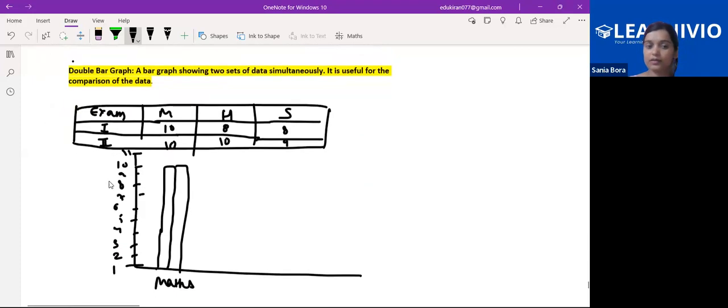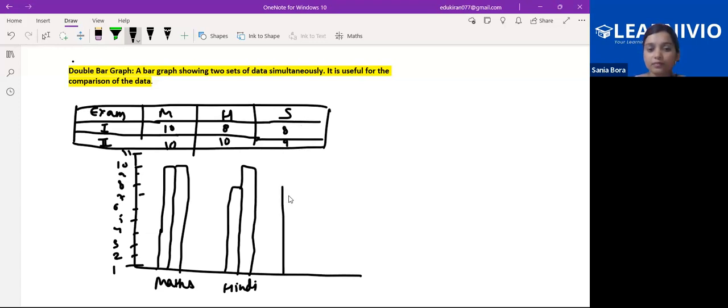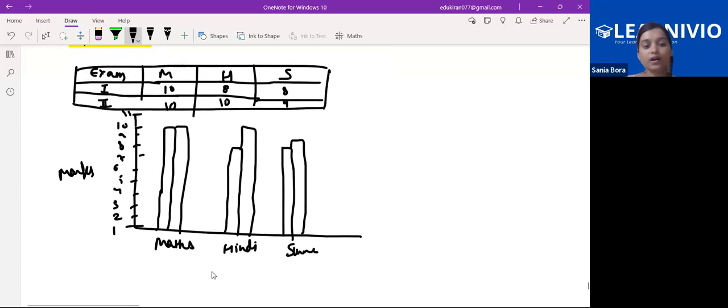Clear? Like this. Okay. Now the next subject was Hindi. In Hindi first they scored 8. So 8 here. And in term 2 they scored 10. So here. Now in science they scored 8, and then they scored 9. Got it, double bar graph? So here you will write the marks and here the subject. Now in this basically you need to make one. So over here first of all, 1 unit equals 1 mark.